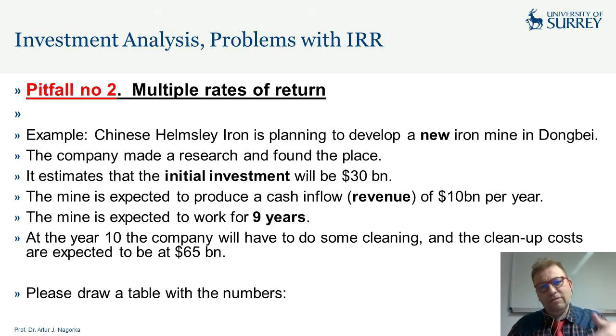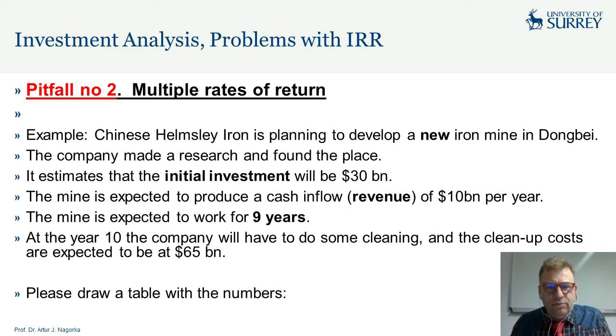I know the table is on the next slide on PDF, but if you could use your imagination, it would be very nice. So, the example is Chinese Helmsley Iron is planning to develop a new iron mine in Tong Bay. And the company made a research and found the place. And the company estimates the first initial investment at $30 billion. Okay, it's a gigantic mine, plenty of iron, wonderful idea.